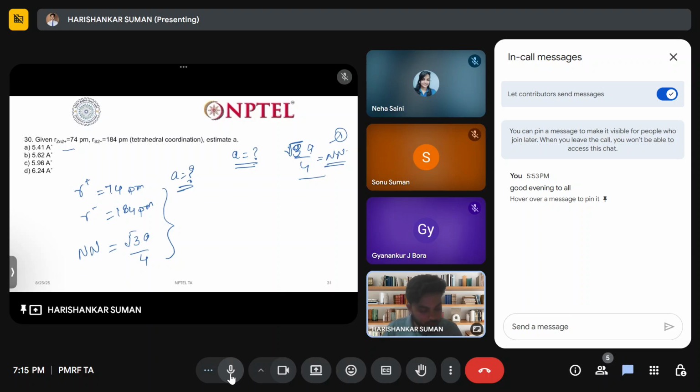So let me solve this question. As we know, the nearest neighbor distance is the sum of these two, r plus and r minus, equal to the nearest neighbor distance, which is root 3 a by 4, and this is 74 picometer, and 184 picometer. So 3 by 4 a, so this will be multiplied by 4 divided by root 3. This is in picometer.